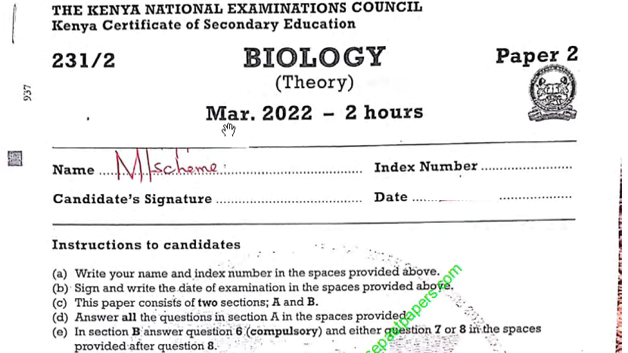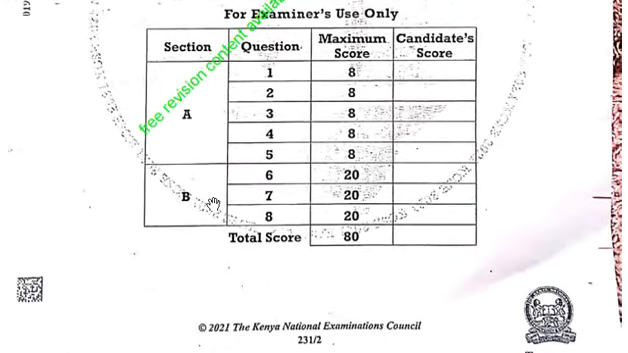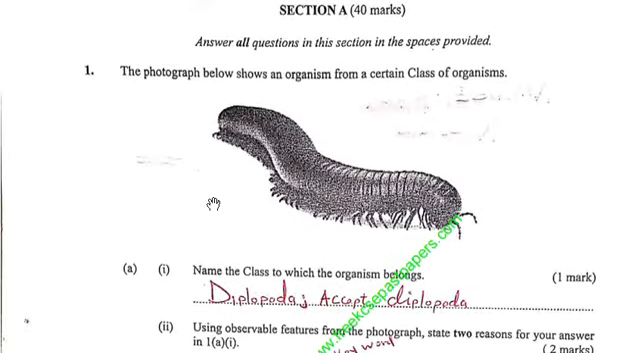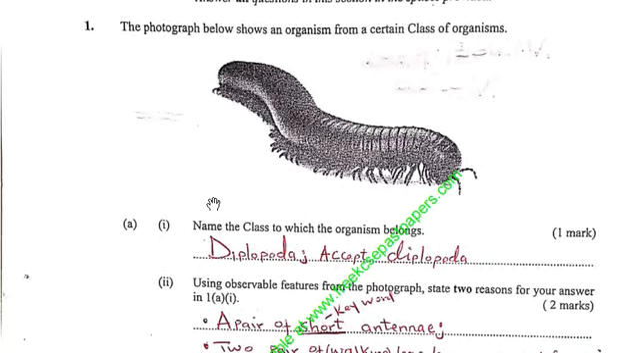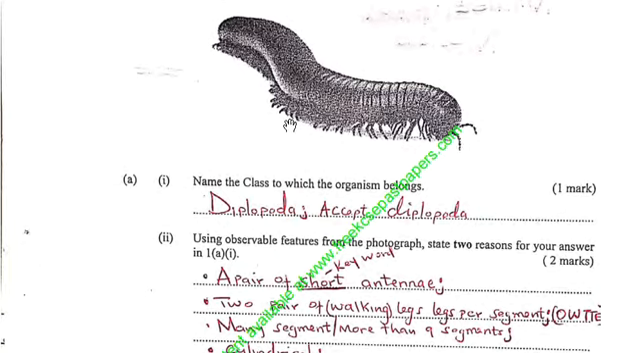Let's go straight to the first question. The first question talks about the photograph below showing an organism from a certain class of organisms. As you see the photograph, that is a millipede. Part A, Roman 1. Name the class to which the organism belongs. And that is class Diplopoda, because millipedes are found under the class Diplopoda, and a D should start with a capital letter.